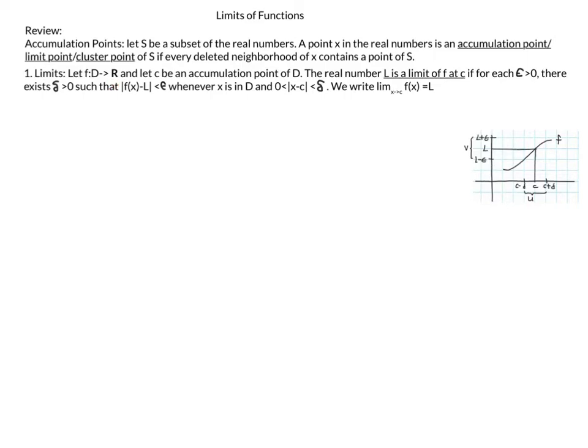For the definition of a limit, let's say we have a function from a domain to the real numbers, and C is an accumulation point of the domain. A real number L is a limit of f at C if for each epsilon greater than 0, there exists a delta greater than 0, such that |f(x) - L|, the difference between your function and L, is less than epsilon whenever x is in the domain and the distance |x - c| is less than delta. And we write the limit of f(x) as x approaches c is equal to L.